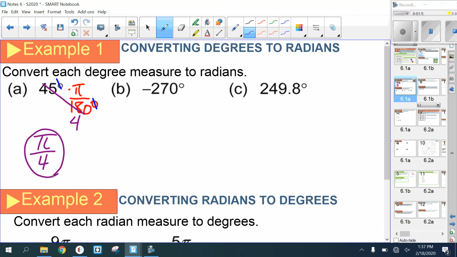But it's kind of weird, when your units are radians, you don't really have to have the units. Everything else you need units for: degrees, inches, meters, feet, seconds, whatever. You always need units, unless it's radians.